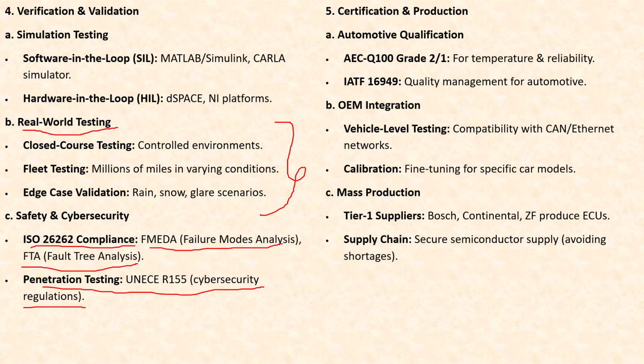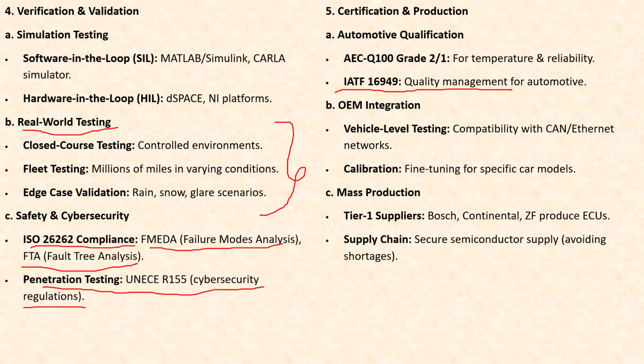Okay, now coming to the certification of production, the first certification step is automotive qualification. Okay, this is AEC-Q100 Grade 2 for temperature and reliability, and IATF 16949 for quality management for automotive. This is a very popular standard, especially used for quality management.